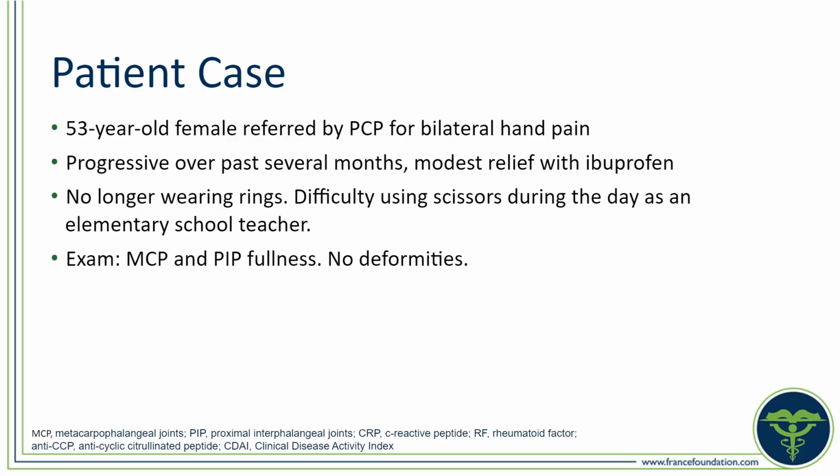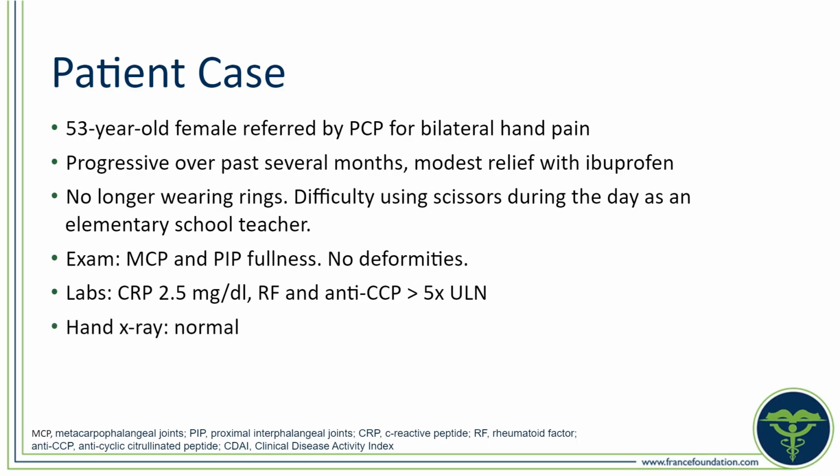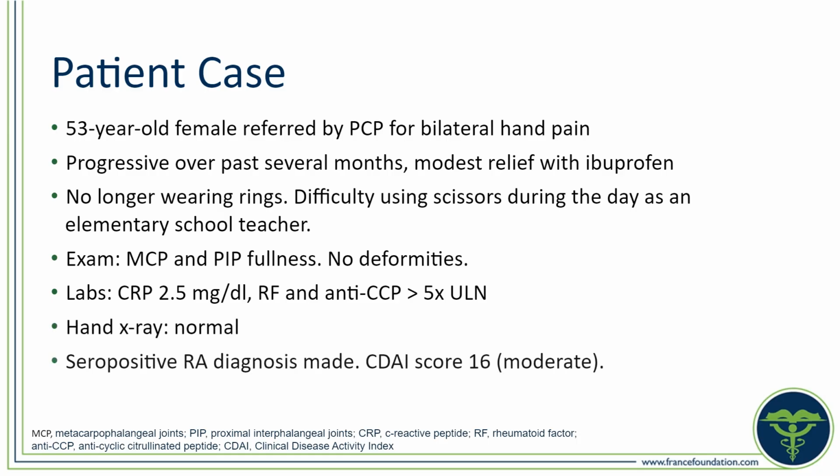You perform laboratory testing in your office, which returns with a C-reactive protein of 2.5 milligrams per deciliter, and rheumatoid factor and anti-CCP antibodies that are positive at high titers, greater than 5 times the upper limit of normal. You obtain hand x-rays that were normal, and you make the diagnosis of seropositive rheumatoid arthritis. You calculate that her clinical disease activity index score is 16, putting this in the moderate disease activity range.